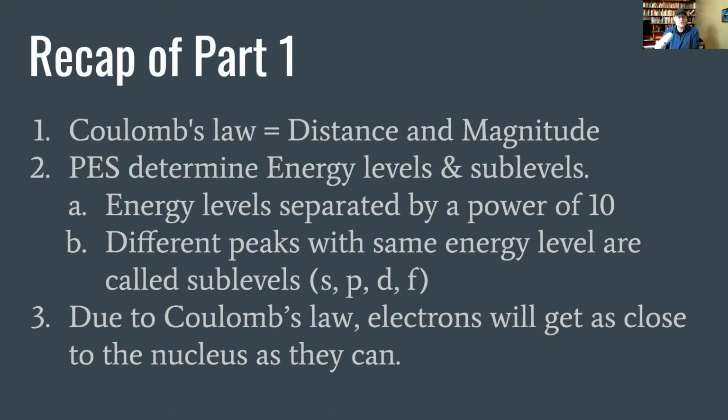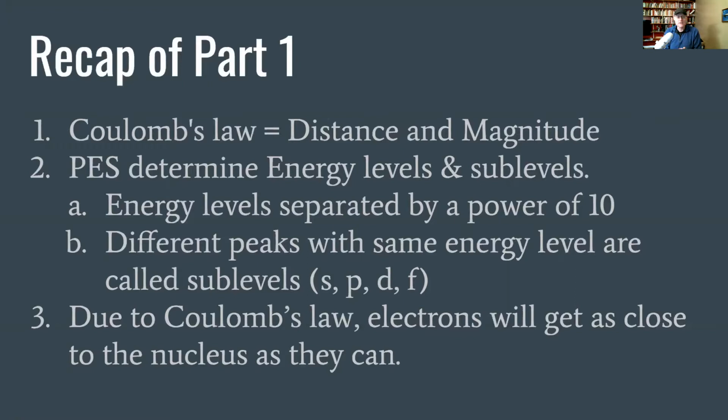Photoelectron spectroscopy, or PES, was used to determine the energy levels and sublevels. The energy levels are separated by a power of 10. So when you look at a photoelectron spectroscopy graph, you would see that the sections that are a power of 10 different from each other would be an entirely different energy level. And then within that, you would see 2 separate spikes, or maybe 3 separate spikes within that range, and those would be the sublevels within that.